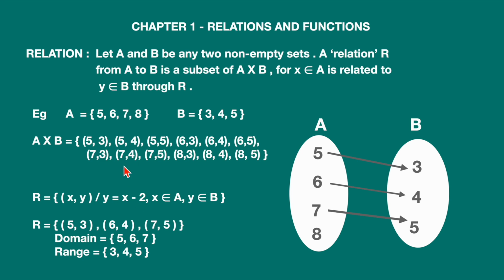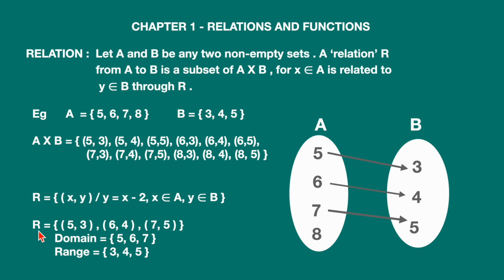Next number is 7. Put x is equal to 7. y will be 5. Write it down. Put x is equal to 8. 8 minus 2 is 6. But 6 does not belong to B, so we will not write it. We will only take these three ordered pairs.